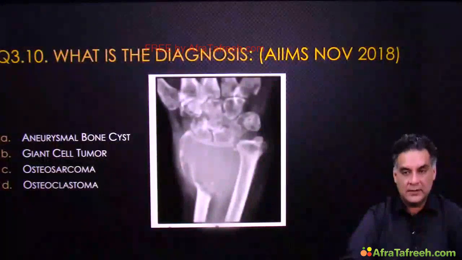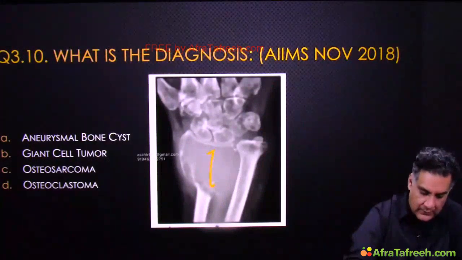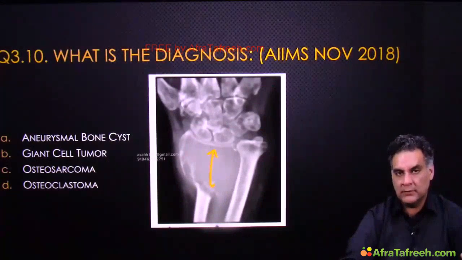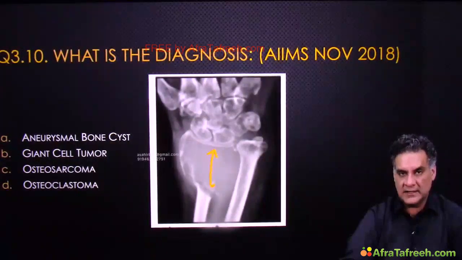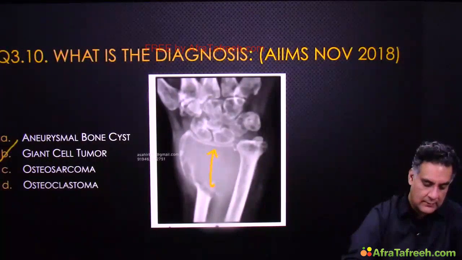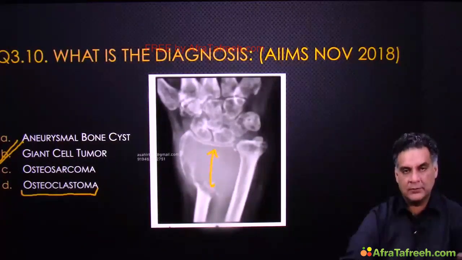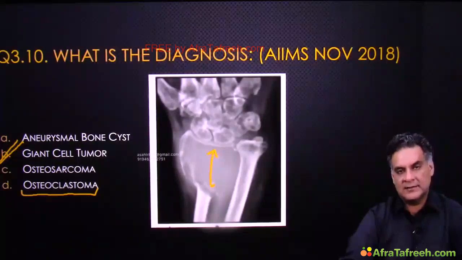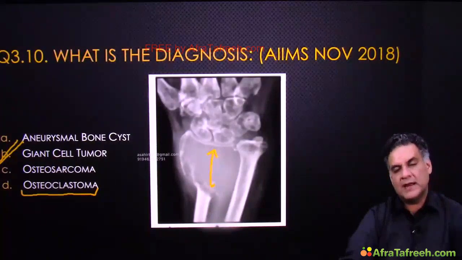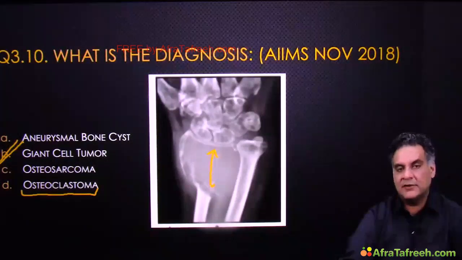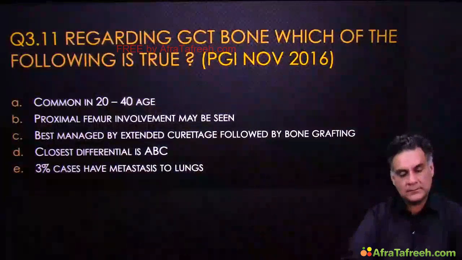Question number 10. What's your diagnosis? You have a lytic lesion going till the end of a bone, destroying the bone. This is classically GCT. Osteoclastoma is also in the options, and that's also correct. But if both are there, I will choose one answer, GCT. If somebody has mentioned it two times, I will still attempt it and mark the first answer in the options. I will never leave these options. So mark giant cell tumor.